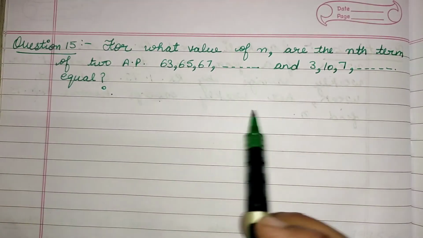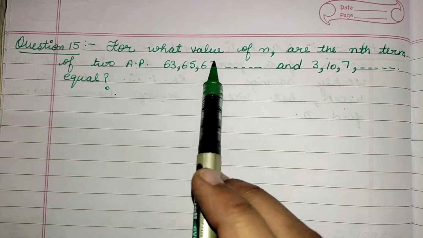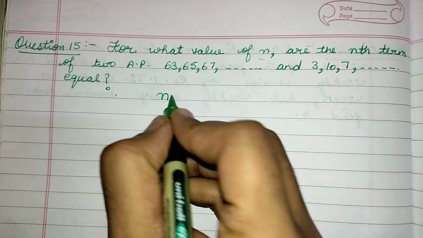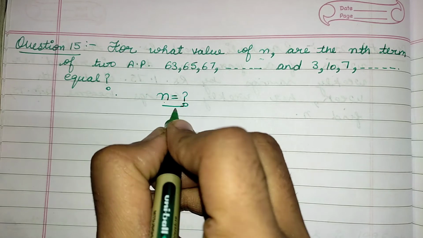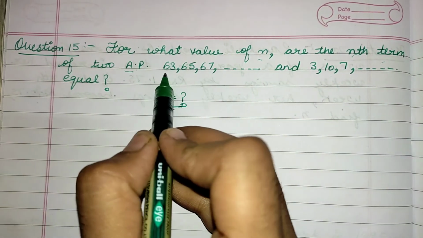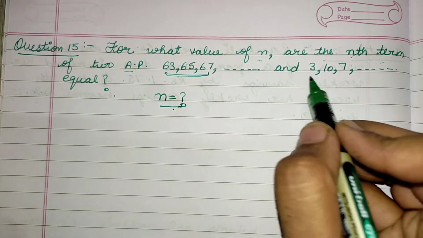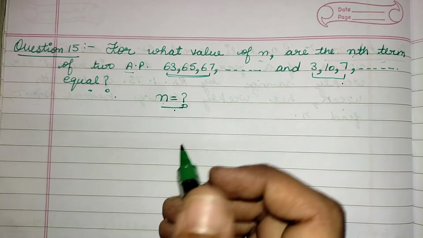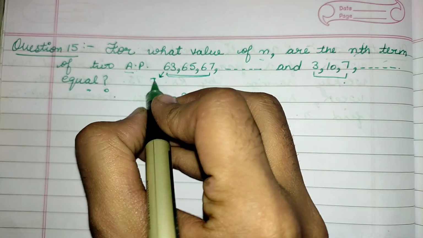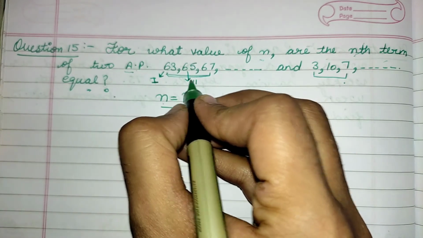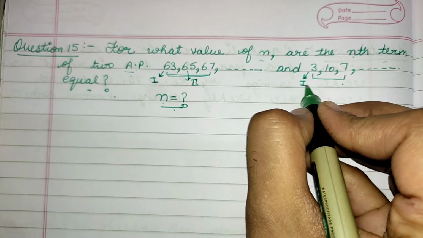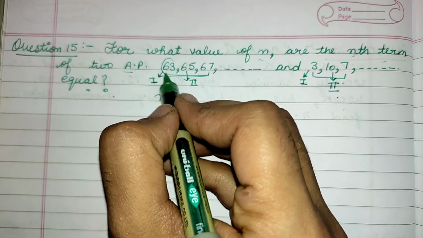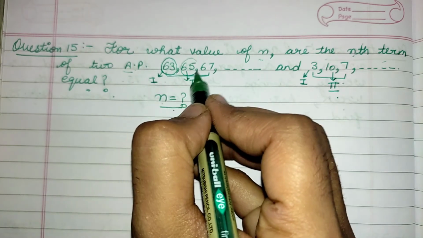Now moving to question number 15, which says we have to find the value of n for which the nth terms of two APs are equal. This is my first AP and this is my second AP. This is my first term, this is my second term, and similarly this is the first term of the second AP, this is the second term of the second AP. The values are 63, 65.